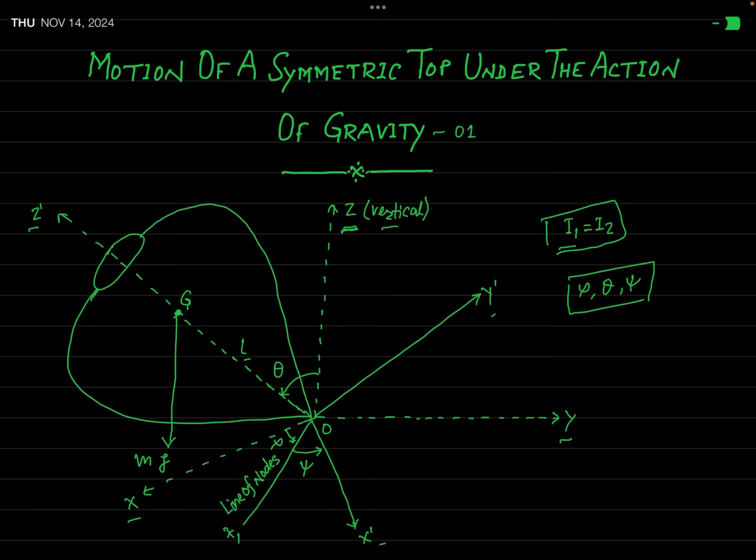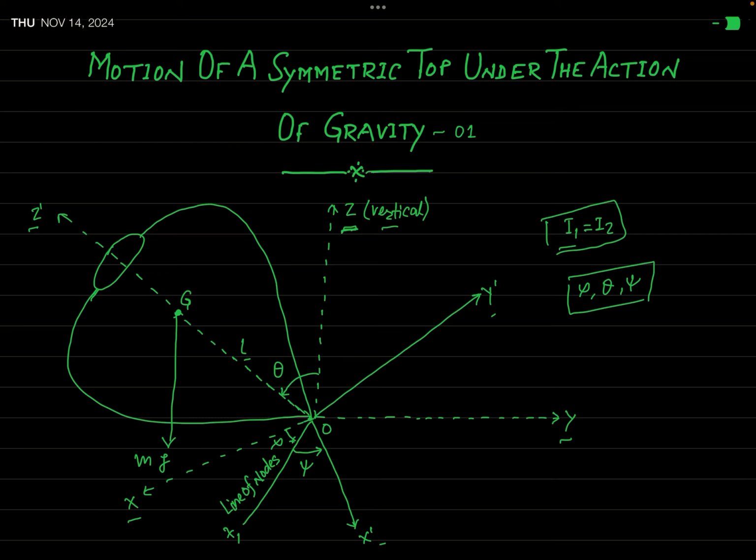Again, potential energy is a state function. Whenever you have to find the value of potential energy, you must think about a reference level or reference point where you arbitrarily assume that the potential energy is 0. Here, we consider this fixed point O as the reference point. It means we will take potential energy V equal to 0 at point O.